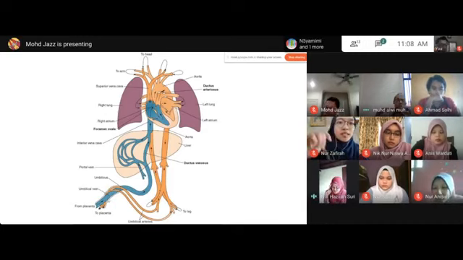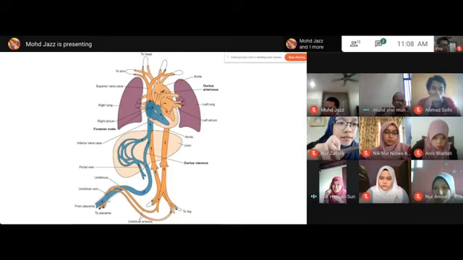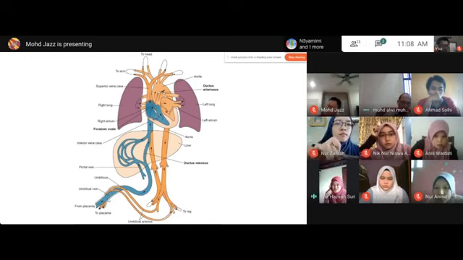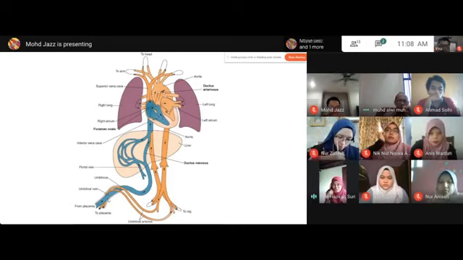So why is it called umbilical vein, even though it brings the oxygenated blood? So why is it called vein? Because everything that goes into the heart is called vein, and everything that comes out from the heart is called artery. So the umbilical vein brings the oxygenated blood to the heart, right? So it is called umbilical vein.